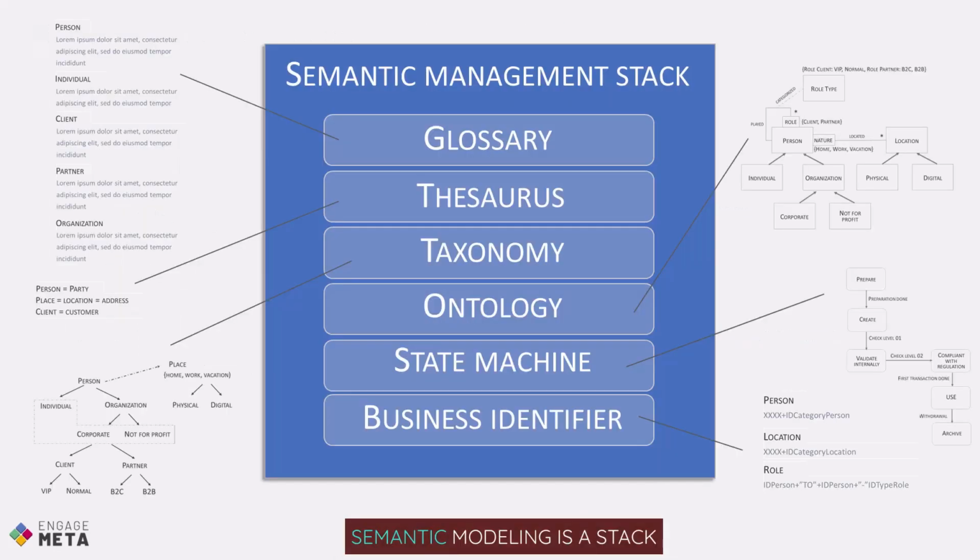In summary, semantic modeling is a stack composed of these layers: glossary, thesaurus, taxonomy, ontology, state machine, and business identifier. Naturally, it's impossible to design your organization's entire semantic management stack all at once. Instead, this process should be approached progressively. The importance of this semantic management stack becomes evident as we delve into the enhancement of LLM AI, as I will explain later in this presentation. But for now, let's explore how we can implement the semantic.